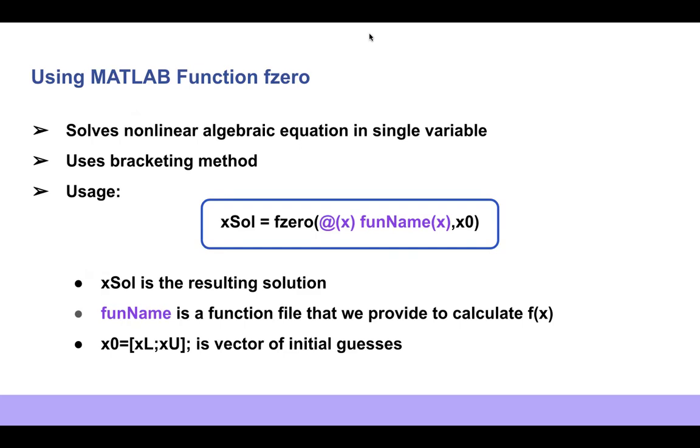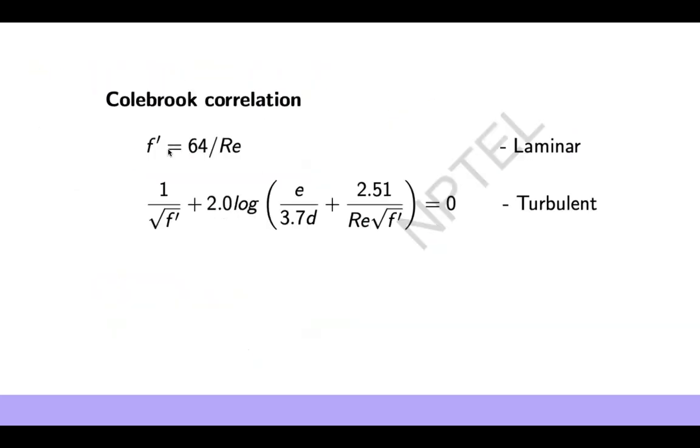Any question? Okay. There are no questions. So let us go to the problem that we had. That is, we need to solve this equation to get the f dash. That is, instead of Moody's chart, we are using this correlation. Okay. So now we'll go to the first part of the question.